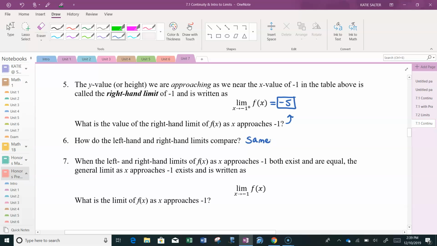Therefore, when the left-hand limit and the right-hand limit of f of x as x approaches -1 both exist and are equal, this is important, they have to both exist and they have to be equal to one another, the general limit as x approaches -1 exists. It is written as the limit as x approaches -1 of f of x, and we would say equals -5. When it's approaching from the left, we put a little negative behind the -1. When it's approaching from the right, we put a little positive there. When you do not see the negative or positive, it's the general limit.